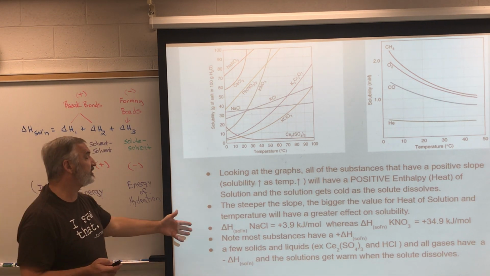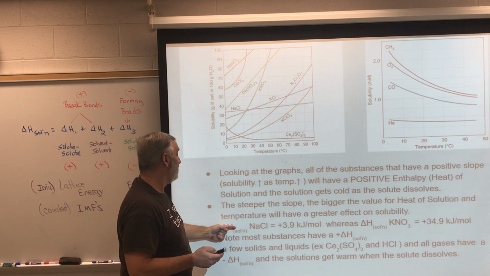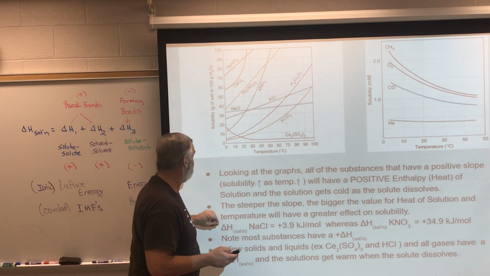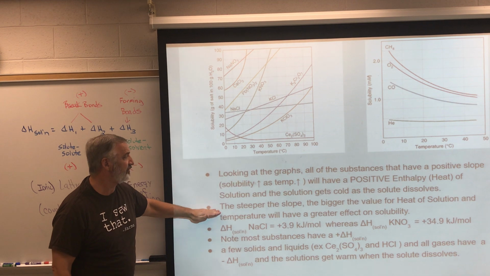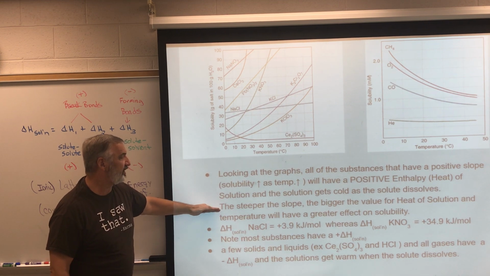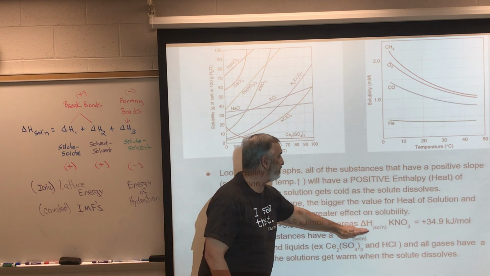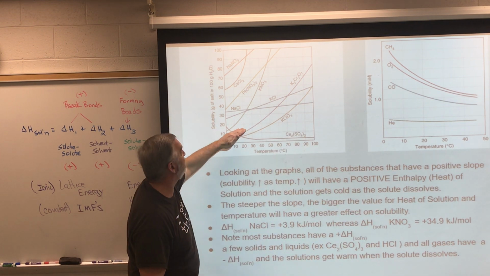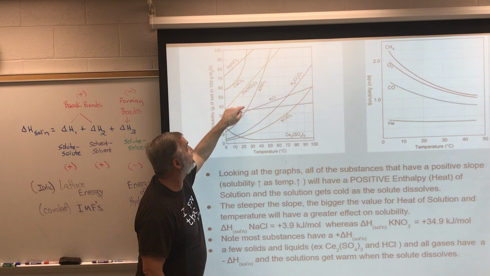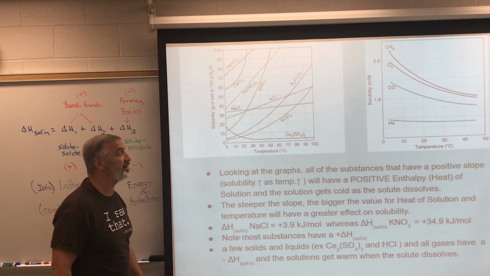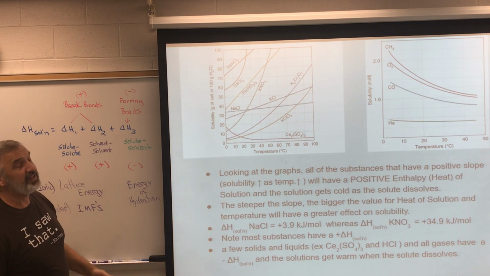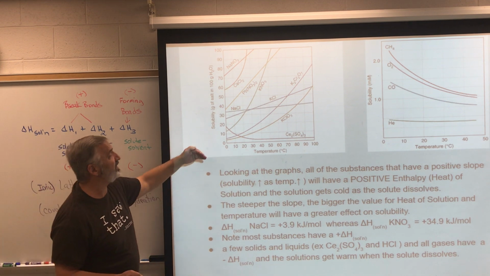So the steeper the slope, the bigger the value of the heat of solution, and temperature will have a greater effect on solubility. That's a super important point right there. Okay? So notice delta H of solution of salt is 3.9, whereas delta H of KNO3 is 34.9. Much bigger difference. So temperature has a much greater effect. Okay? And if it has a negative heat of solution, that means the solubility goes down.